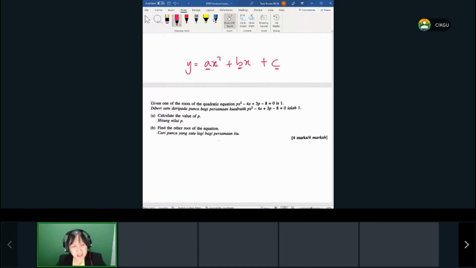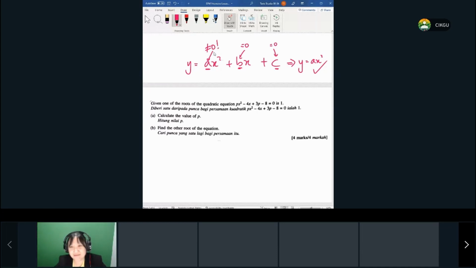Oh yeah, I just want to point out for quadratics, B and C can even be zero, you know. So let's say if B and C are zero, then your equation is just going to be y equals ax squared. This is also quadratic. But A cannot be zero.